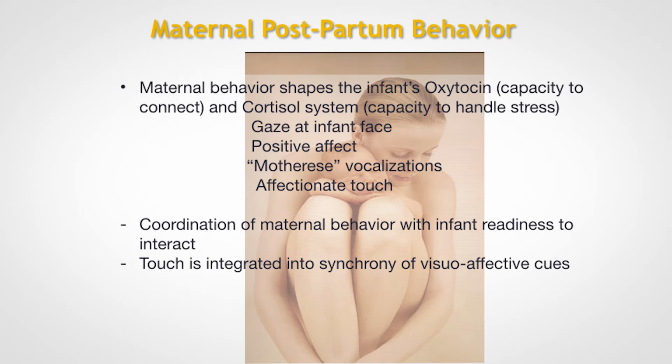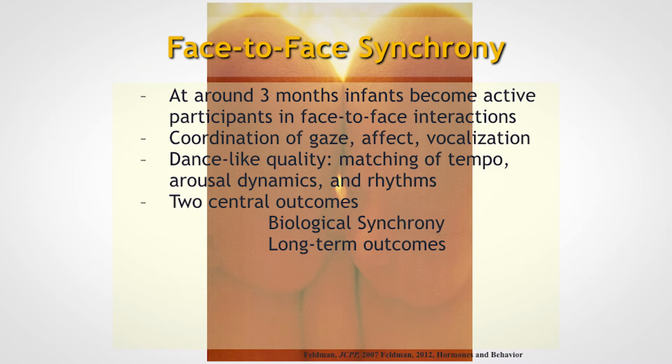In humans, touch is integrated into the visual, affective, face-to-face signals. So from the time humans are 3 months old, they can impact the physiological system of another human through the coordination of visual, affective, facial cues. At around 3 months of age, infants begin to take active part in social interaction, and this starts to form the unique dance between each parent and child with its own rhythm and tempo and dynamics.